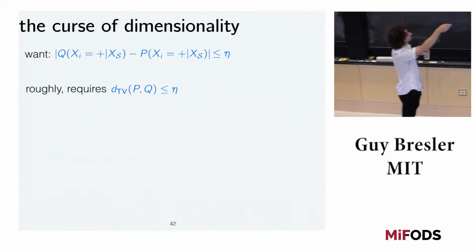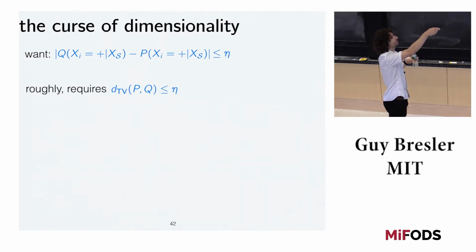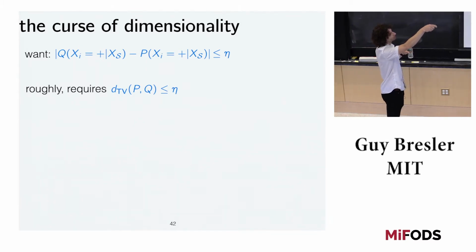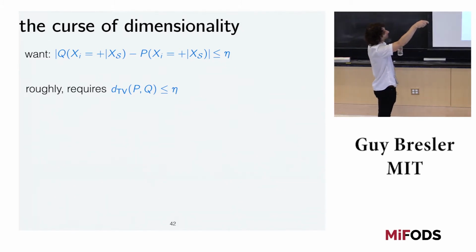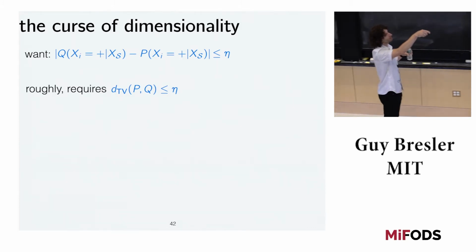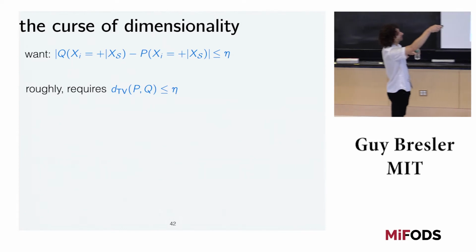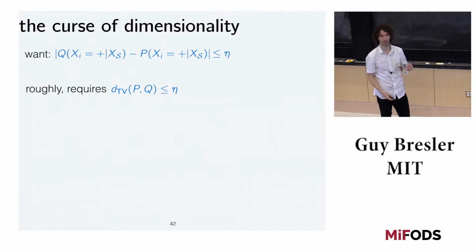Okay, so this is what we want. The posterior in the learned distribution is close to the true one. And you can convince yourself that roughly, if we're trying to get this sort of bound on the posteriors from a bound on the total variation, it requires the same bound. It requires the same quantity here, the same accuracy. So your total variation had better be less than eta if you want the posteriors to be within eta.